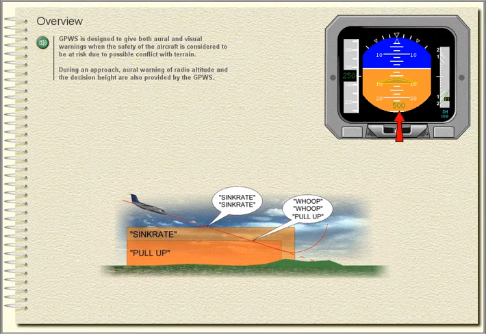Overview. GPWS is designed to give both oral and visual warnings when the safety of the aircraft is considered to be at risk due to possible conflict with terrain. During an approach, oral warning of radio altitude and the decision height are also provided by the GPWS.